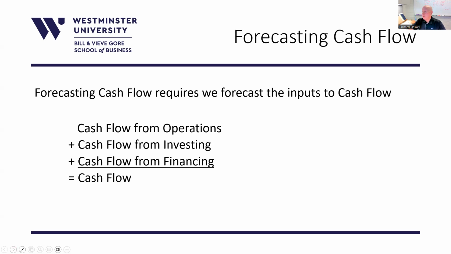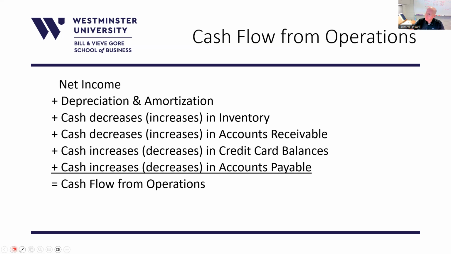You may recall that cash flow is the result of inputs from the income statement and the balance sheet. These inputs include aggregating into cash flow from operations, cash flow from investing, and cash flow from financing. And if you sum these up together, they become cash flow for any period of time. We'll go through each of these categories and look at the inputs necessary to calculate them.